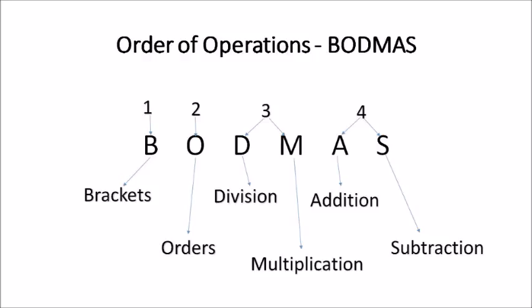Now what they mean is, first you need to equate the brackets. Number 2, equate the orders. Number 3, division or multiplication, right? And then number 4, addition or subtraction. Okay, so the numbers are actually telling you in which order to do the operations or equate the operations.